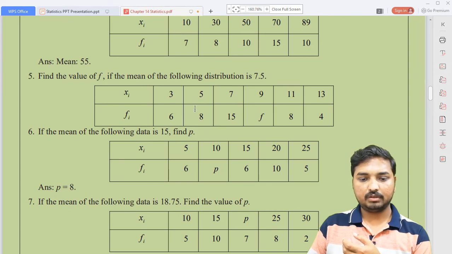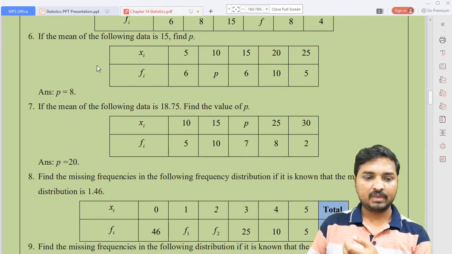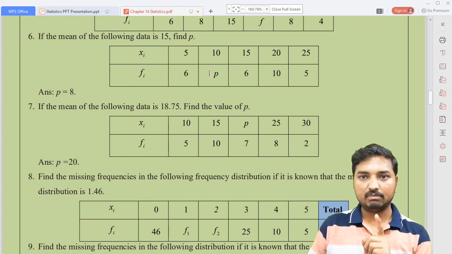The fifth question is related to missing frequency. I have solved this one, so that's why I have not given the answer to you. And the sixth question is related to what? Missing frequency, only one missing frequency. The answer should be equal to 8.